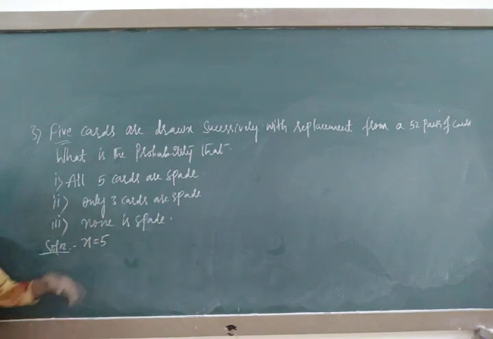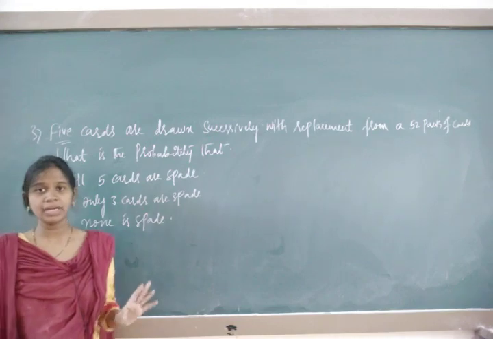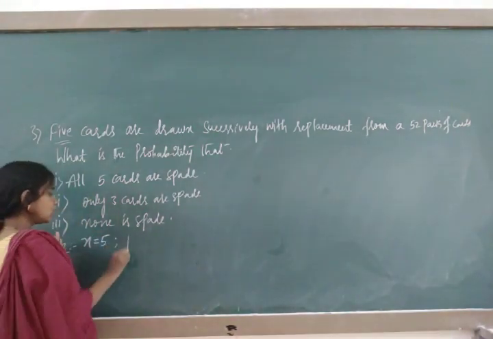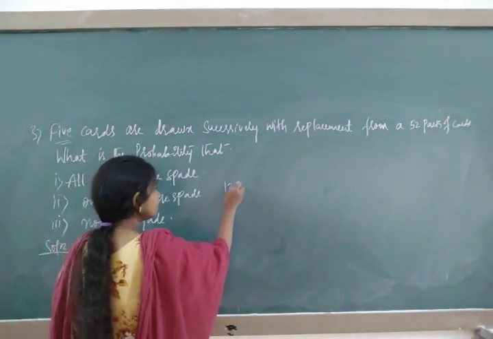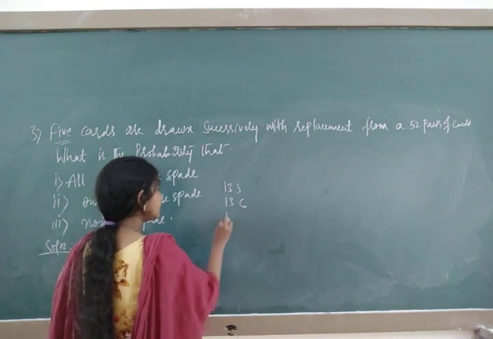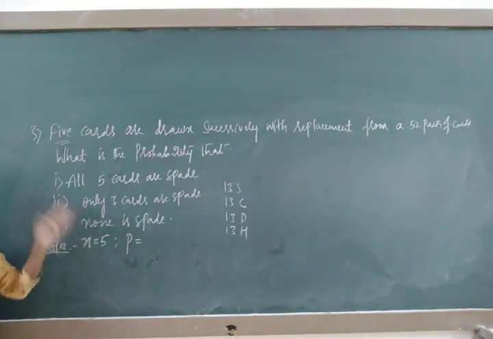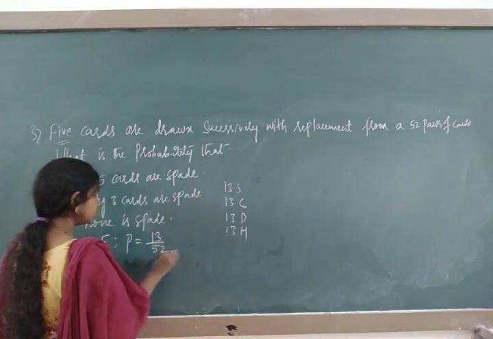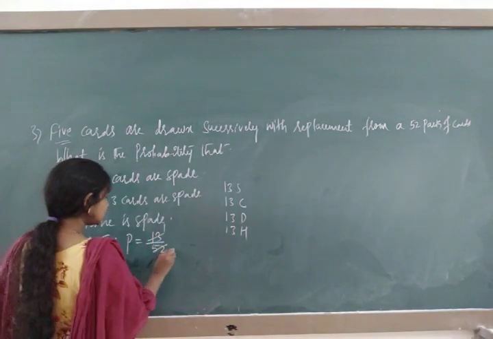Now the question is based on finding the probability of a spade. So the p value will be taken based on spade. So p is equal to how many spades are there? You just remember 13 will be spade, 13 will be club, 13 will be diamond, and 13 will be heart. You add it, you get 52. So p will be 13 upon 52, because total cards will be 52.